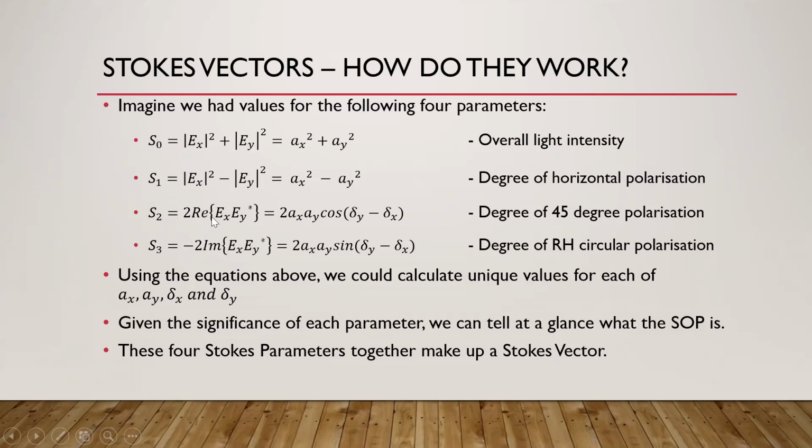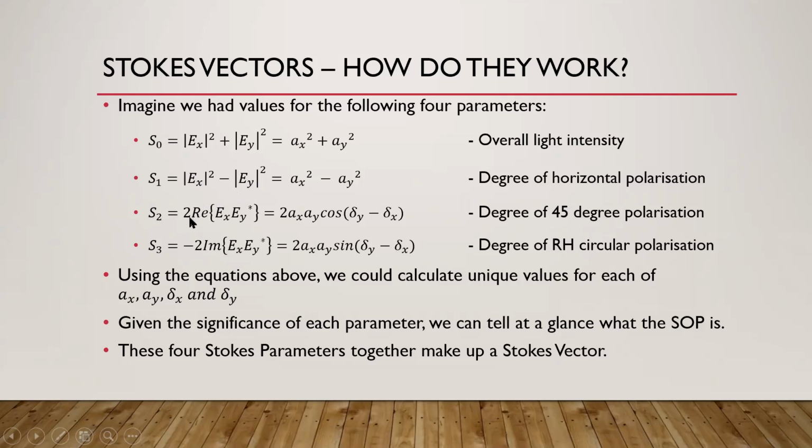stated relative to that. So if we look at S1 then, we've got the intensity of the X component minus the intensity of the Y component. So you can imagine that signifies the degree of horizontal polarization. So if the X component intensity dominates, then we know that the light is mostly horizontally polarized, or in fact if EY was 0, it would be perfectly horizontally polarized.